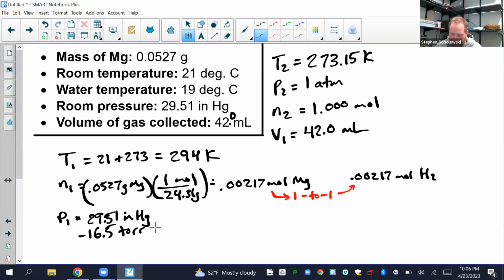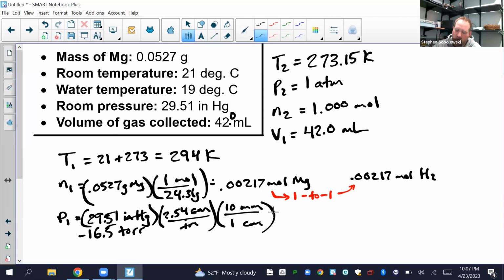Now, can I just do 29.51 minus 16.5? Of course not, because the units don't work. So we have to do a little conversion here. Let's take our inches of mercury and turn those into torr and then subtract out the torr. How many centimeters are in an inch? 2.54 centimeters per inch. And yes, you can do linear measurements with inHg. Inches mercury gives us centimeters mercury, times 10 millimeters over 1 centimeter. Cancel, cancel. That will give us mmHg. And of course, times 1 torr over 1 mmHg. You could also do 760 over 760, they're the same thing.